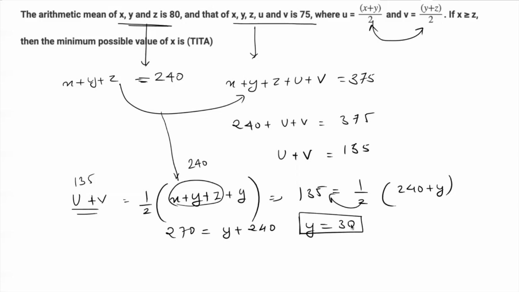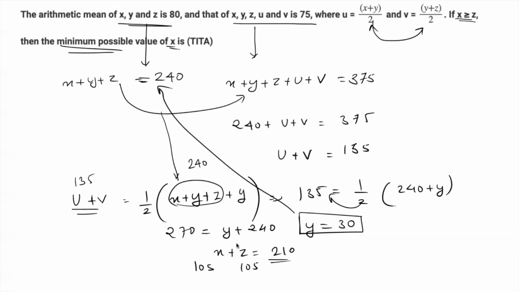Now, if y is equal to 30, I put in this equation. I will get x plus z is 240 minus 30, 210. Now, I want the minimum possible value of x, and x is greater than or equal to z. That means both can be 105 each. I cannot take any value of x less than this, right? Because x is greater than or equal to z, right? So the answer here is minimum possible value of x is 105.